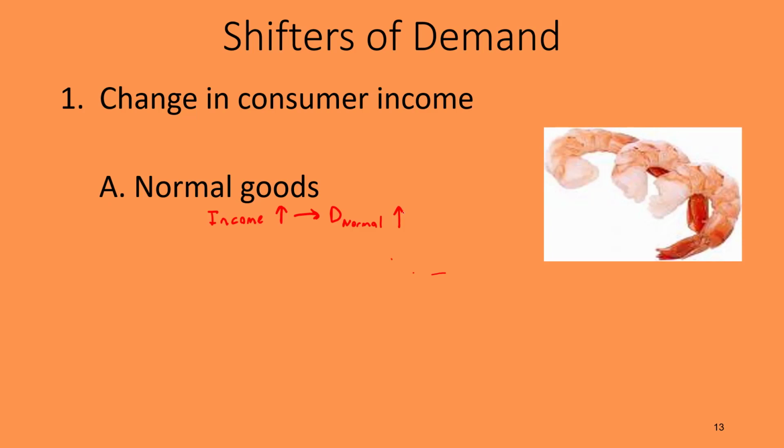So shrimp represented a normal good for me. When my income went up, my demand for those shrimp went up as well. Now, if my income were to go down, then I wouldn't be able to buy as much shrimp as I can now, and so my demand for shrimp would decrease with it.